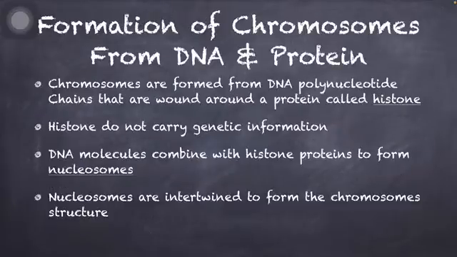And for the last part of this subchapter, we're going to talk about the formation of chromosome from DNA and protein. So, chromosomes are formed from DNA polynucleotide chains that are wound around a protein called histone. Histones do not carry any genetic information, okay? And DNA molecules combine with histone protein to form nucleosomes. Nucleosomes are intertwined to form the chromosome structure.